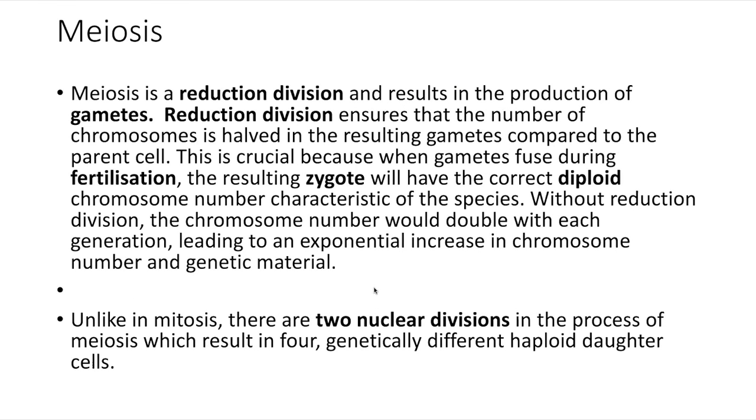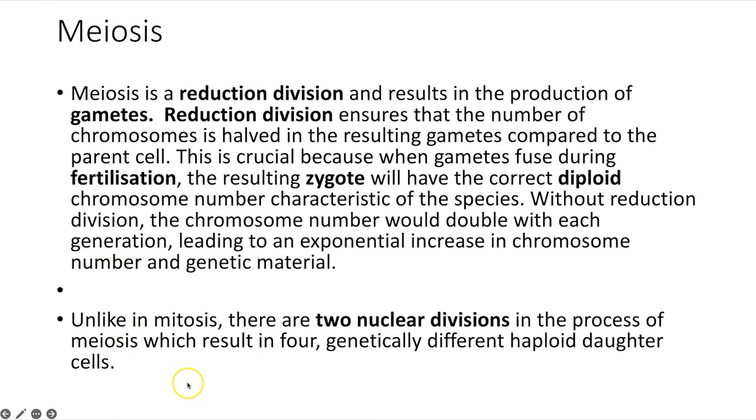Now we're going to look at meiosis first of all. And meiosis is a type of cell division. It's known as reduction division because it results in the production of gametes, meaning you end up with half of the number of chromosomes compared to the parental cell. This is crucial because when two gametes fuse together during fertilization, the resulting zygote will then have the correct diploid chromosome number. And without that reduction division, the chromosome number would double every single generation when fertilization happened, leading to an exponential increase in chromosomes and the number of genetic material.